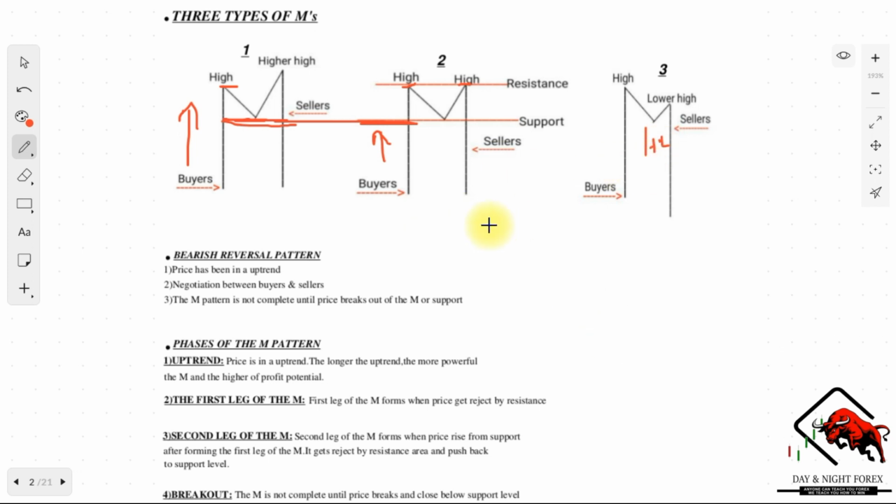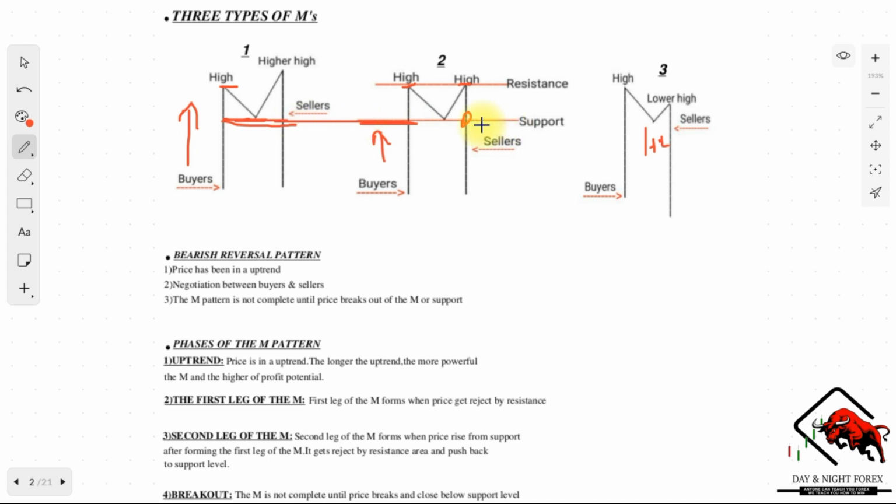So the second leg forms when the price rises from the support after forming the first leg of the M, and then it also gets rejected by the resistance area, and then it gets pushed back to the support level, and then potentially breaks through it if it's a valid M formation, and that's when we have our opportunity to enter the market. So the M is not complete until the price breaks and completes below the support level, and then as we said, the price has to come back and break through the support, which is the neckline. You might also call it the neckline.